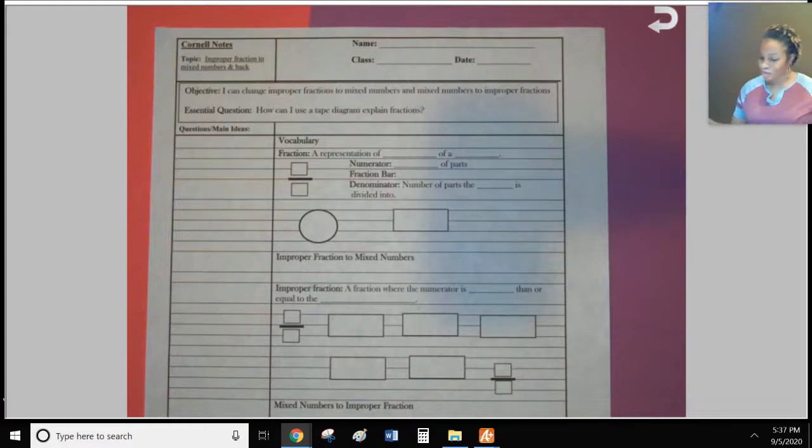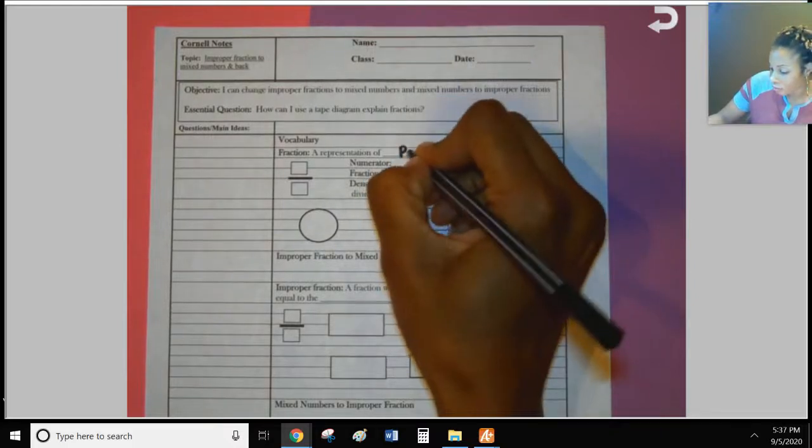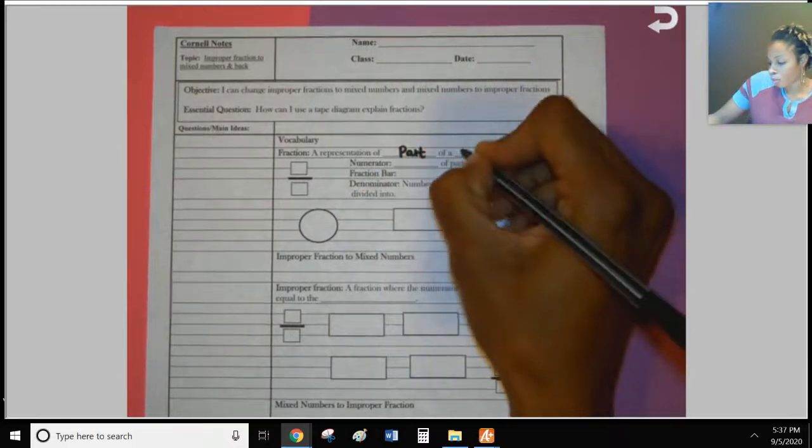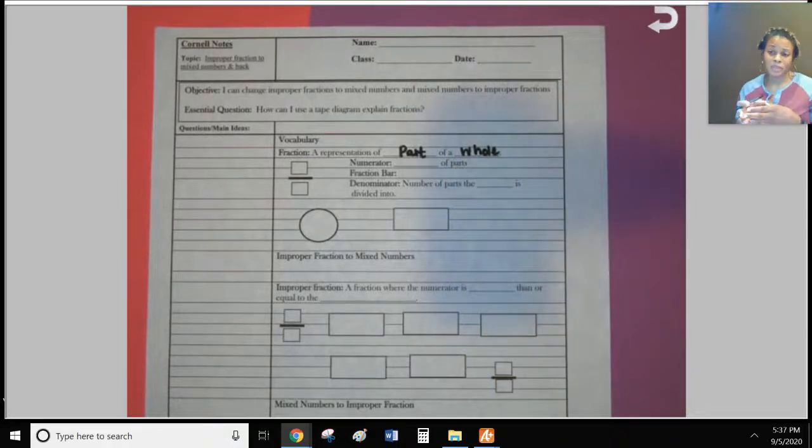What is a fraction? A fraction represents part of a whole. It's a piece of something. It's not the whole thing. It's a portion of it, a crumb of it, a fraction of it, might we say. A fraction is a part of a whole.